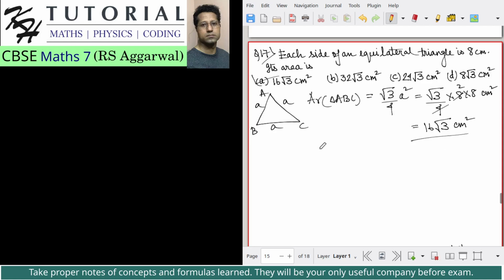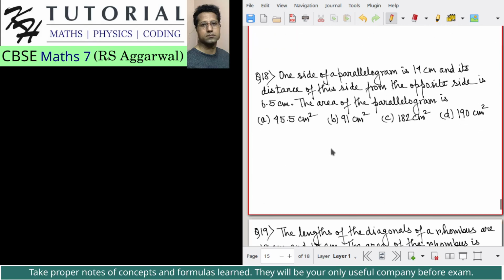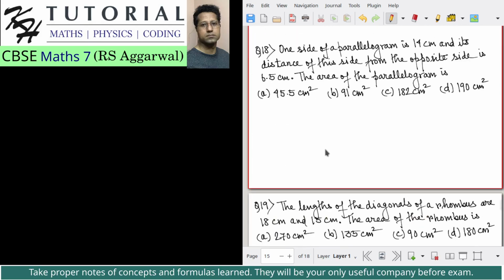So the correct choice is A. A is the correct choice. Let's see the next problem. Question number 18. One side of a parallelogram is 14 centimeter and its height, the distance of this side from the opposite side, is 6.5 centimeter, which means when one side is given to be 14 centimeter, then the corresponding height is given to be 6.5 centimeter. The area of the parallelogram. We know that the area of a parallelogram is equal to base multiplied by the height.